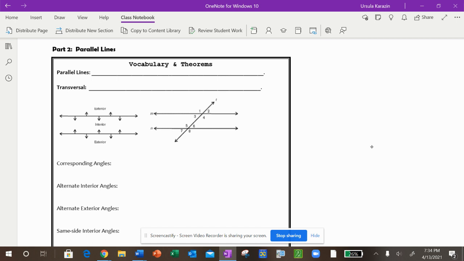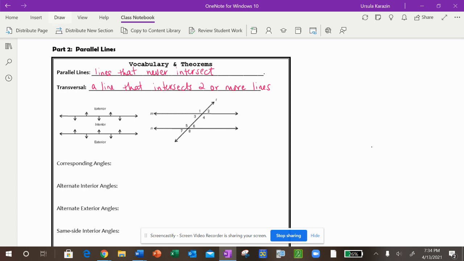So parallel lines, remember, are lines that never intersect. Even if they go on forever, they're never going to cross. A transversal is a line that intersects two or more lines. So a lot of times what we'll do is we'll have two parallel lines and then we'll have a transversal that crosses both of those.